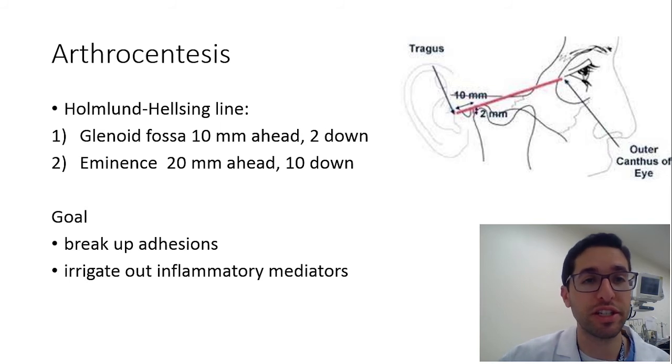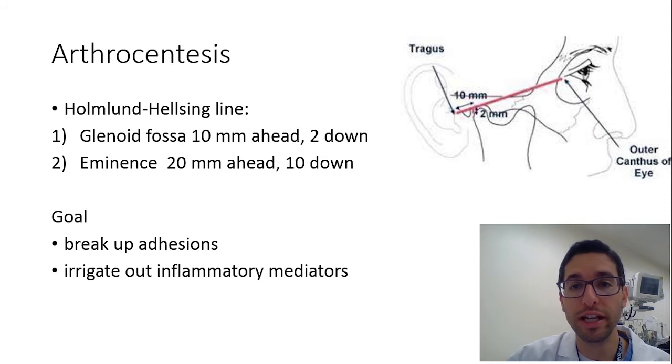Moving on to arthrocentesis. The goal of arthrocentesis is to irrigate out the joint. Usually we use things like lactated Ringer's, at least 100 cc's or so, although more than that, great. And you want to get a good flow, and you want to have two little stab incisions, so you have an entry and an exit port. And identifying those two points, we have the HH line, the Holmlund-Hellsing line. It's an important line to be familiar with.